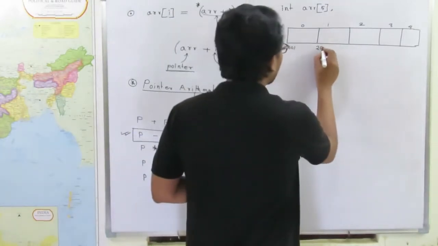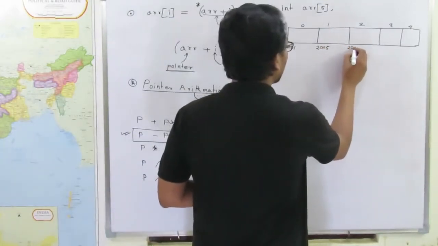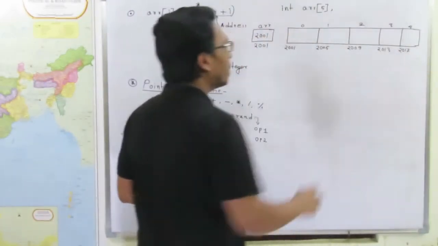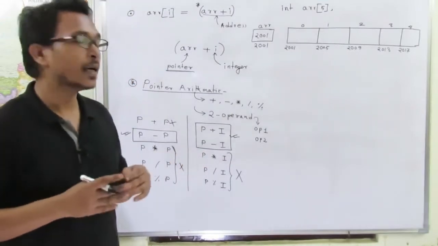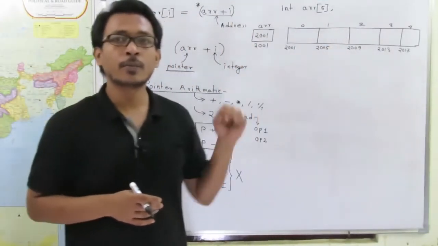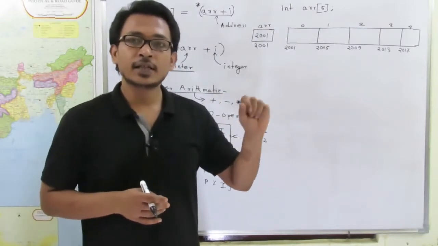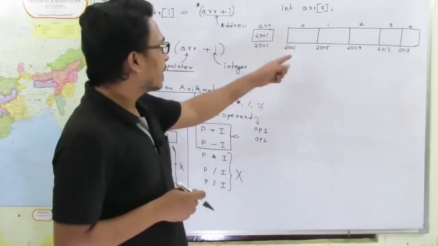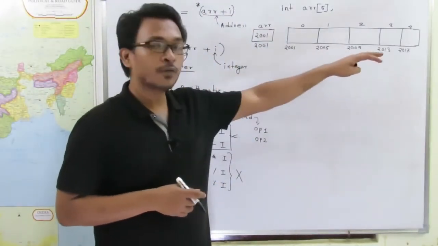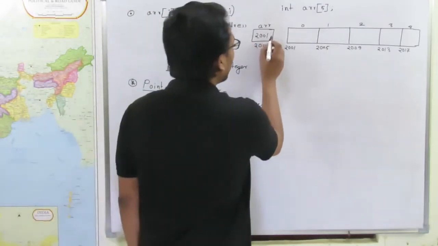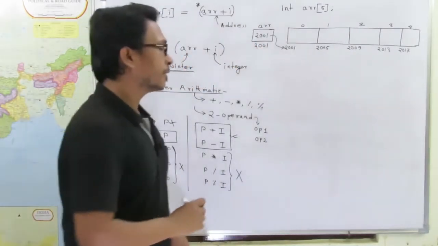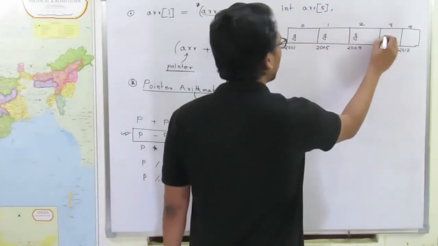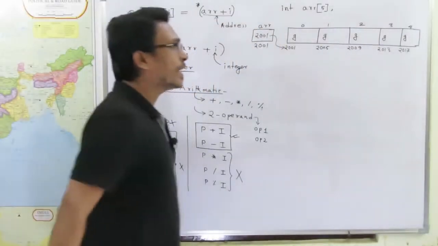So 2005, 2009, 2013, 2017. These are the base addresses of each smaller block in the array. That means the base address of each individual element is these addresses. And this is the base address of the full array. Now the array name points to this particular base address. All the elements are initialized with garbage values as we did not specify any value.